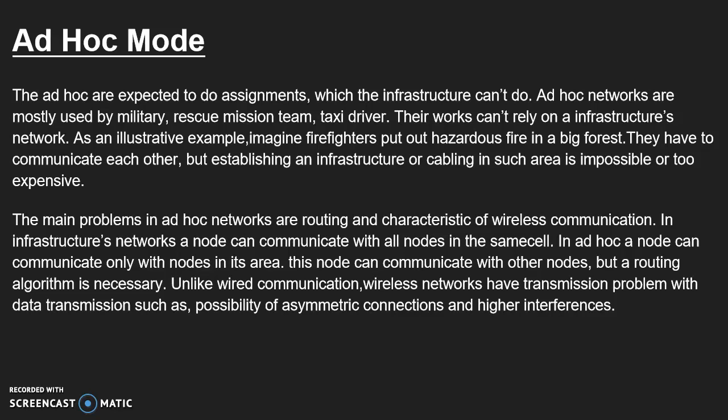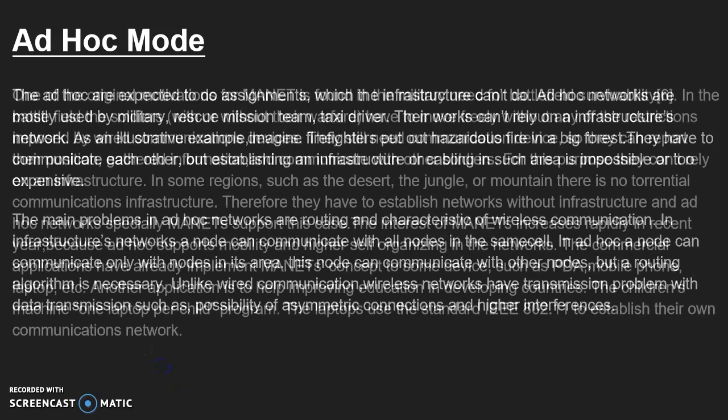The main problems in ad hoc networks are routing and the characteristics of wireless communication. In an infrastructure network, a node can communicate with all other nodes in the same cell. In ad hoc, a node can communicate only with nodes in its own area. This node can communicate with other nodes, but a routing algorithm is necessary. Unlike wired communication, wireless networks have problems with data transmission, such as the possibility of asymmetric connections and higher interference.